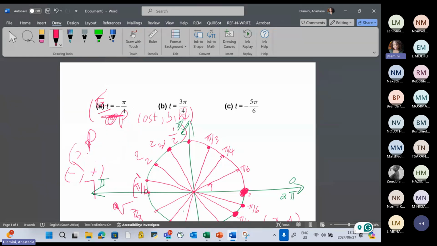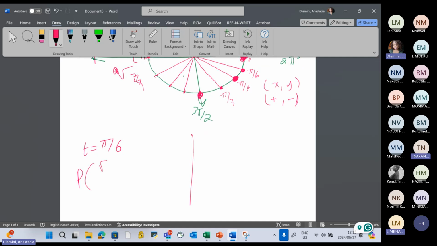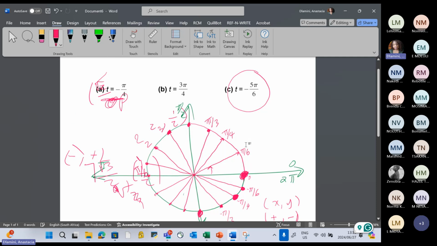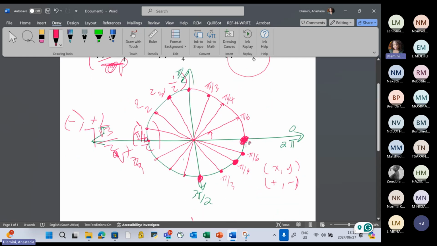Technology will drive you crazy. Okay, we know that here we are moving in a clockwise direction because of the negative, right? Are you all together? And we know that the terminal point will be root 3 over 2 and 1 over 2, but the signs will be the only thing changing. How many times should I move on pi over 6? 5 times, in the clockwise direction.